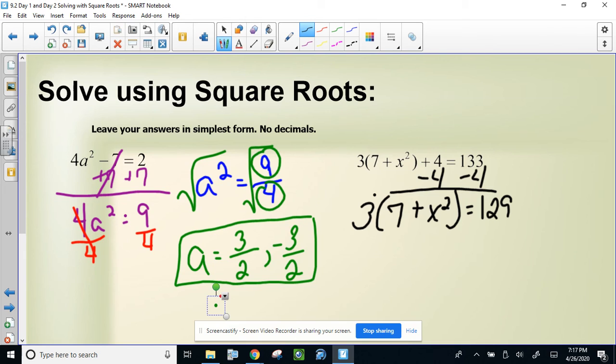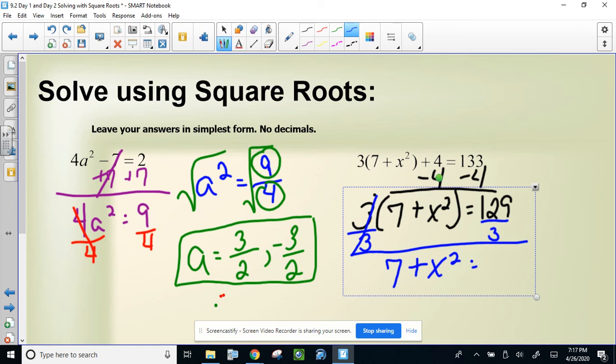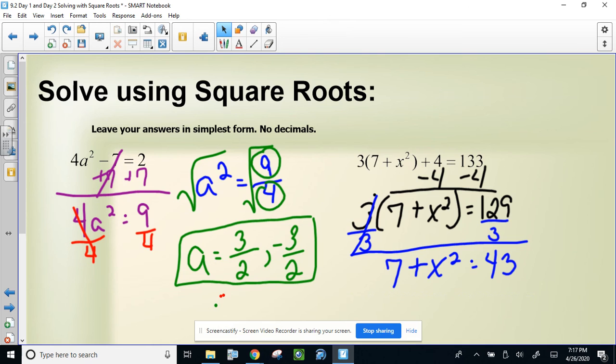And so then I'm going to need to get rid of the multiplication. So just like we had been doing, so same kind of process, undoing my multiplication. So the 3 in the front goes away, so the 7 plus x squared is still there. And I have 129 divided by 3. And so that gives me 43. And then I need to get rid of anything else.